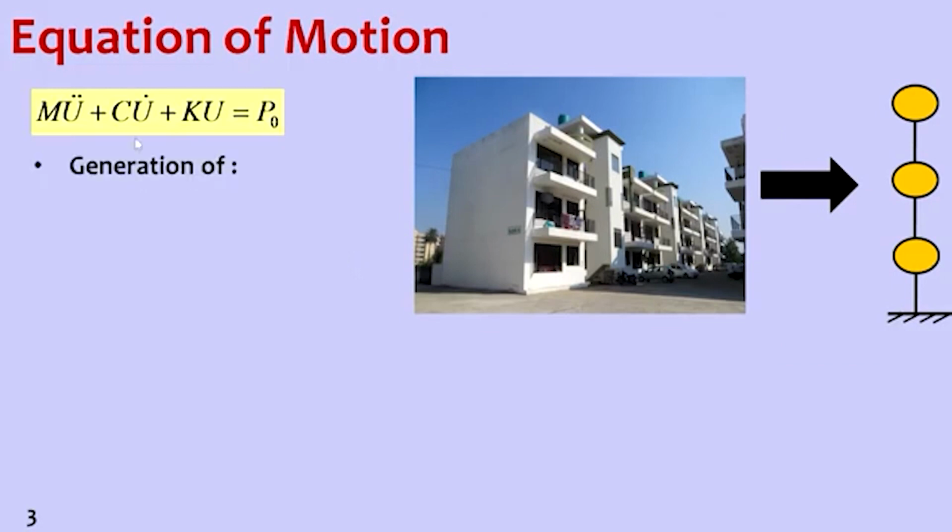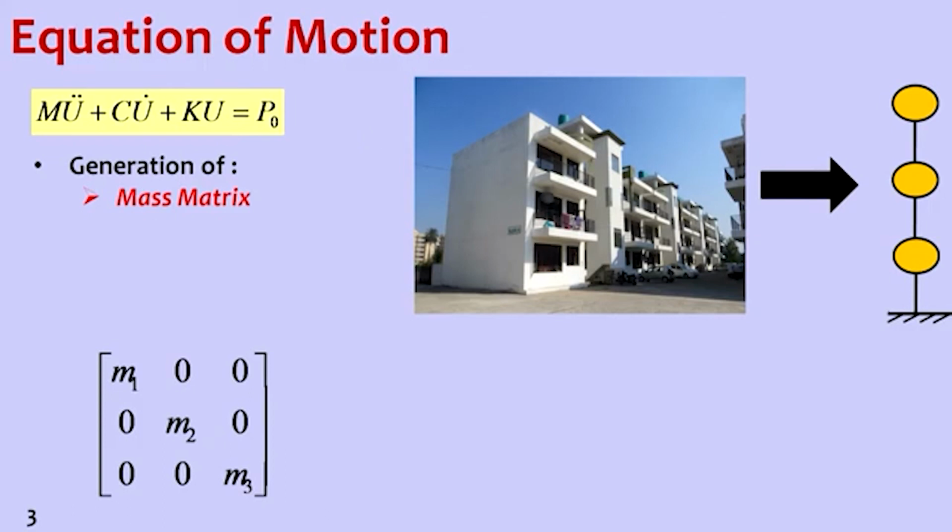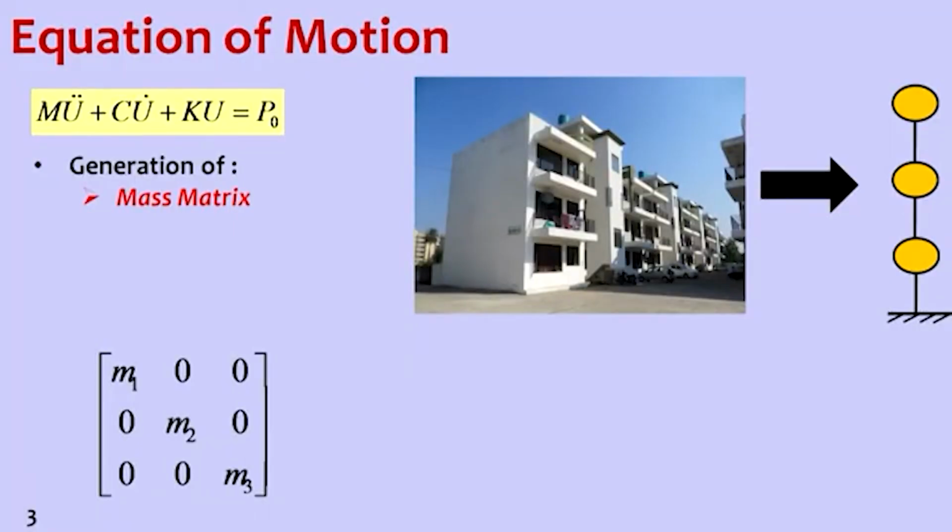Now this is the basic equation of motion, m u double dot plus c u dot plus k u is equal to force. In this equation, u, the displacement vector, is unknown, and in order to calculate that displacement, we need the mass, stiffness and damping. All these 3 terms are in the form of a matrix. Apart from these 3 terms, today we will only focus on the mass matrix.